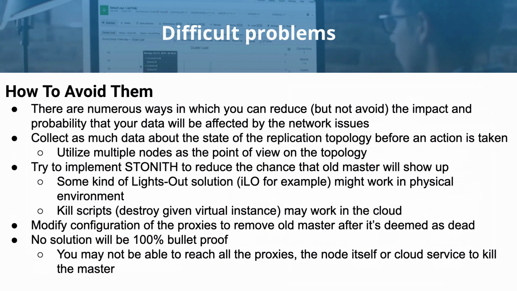Some kind of lights-out solution or iLO, for example, might work for a physical environment. This is very common on powerful servers. Kill scripts that destroy a given virtual instance may work on the cloud. Modify the configuration of the proxies to remove the old master after it's deemed dead. No solution will be 100% bulletproof. You may not be able to reach all the proxies, the node itself, or the cloud server to kill the master.